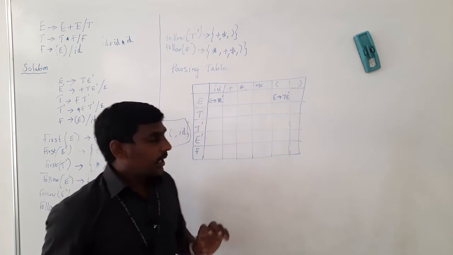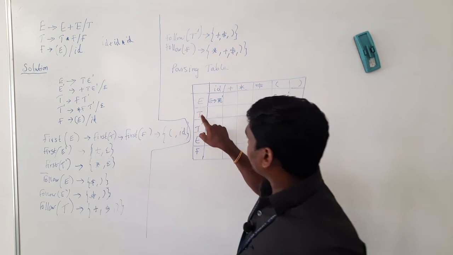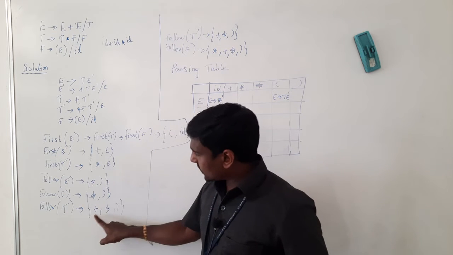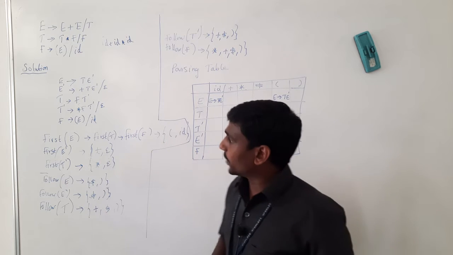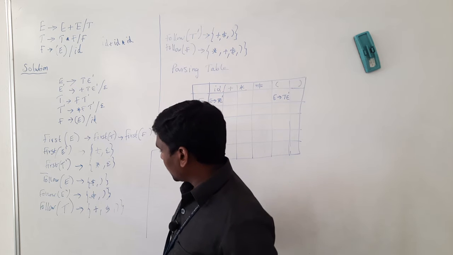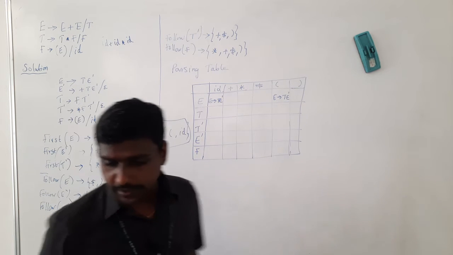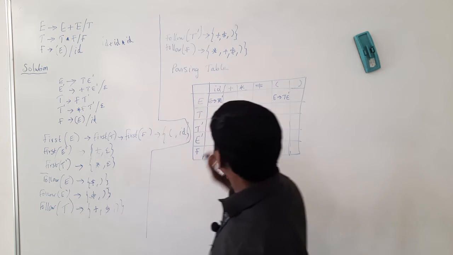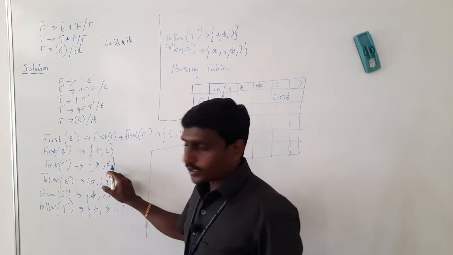Second, I want to fill in this area. So I want to check first of T. Where is first of T? Yes, plus dollar close brace. In the place of plus dollar close brace, I want to fill the T production. That is, where is first of T? First of T is star comma epsilon.